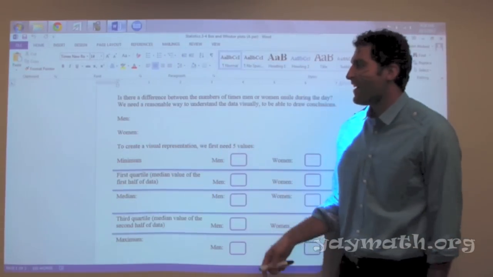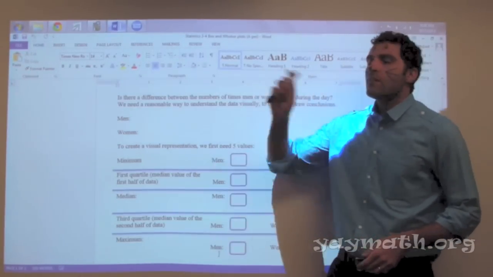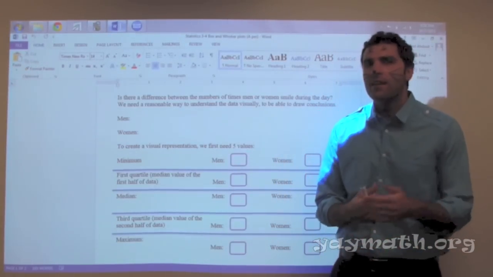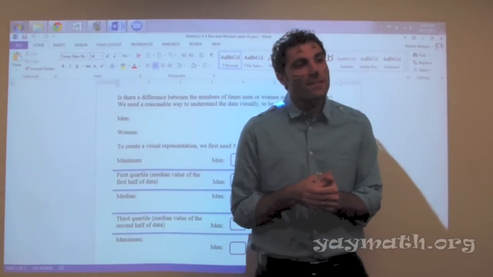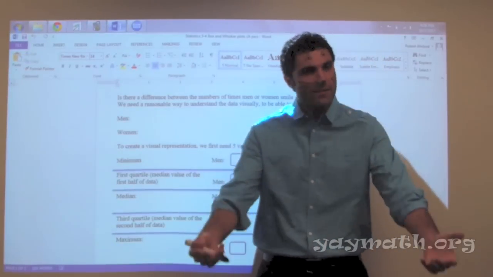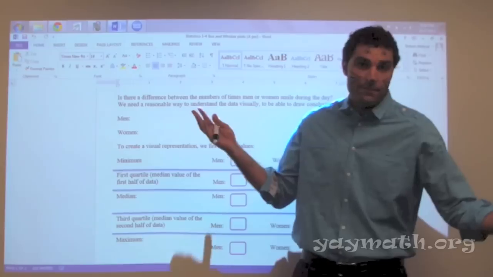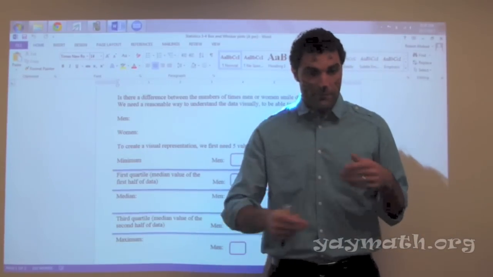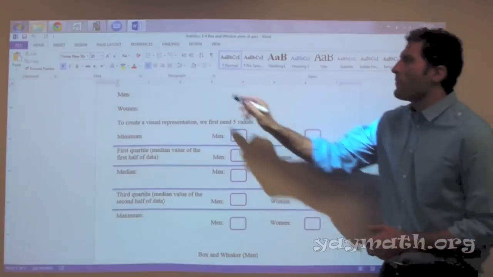Okay, so let's talk about why we need a visual representation. Start with a question. I thought of it the other day. Is there a difference between the number of times men smile during the day and women smile during the day? So we're imagining a study in which you ask, let's say, 1,000 people. In this case, we'll ask 10 men and 10 women to count how many times they smile during the day. And let's give us some numbers.